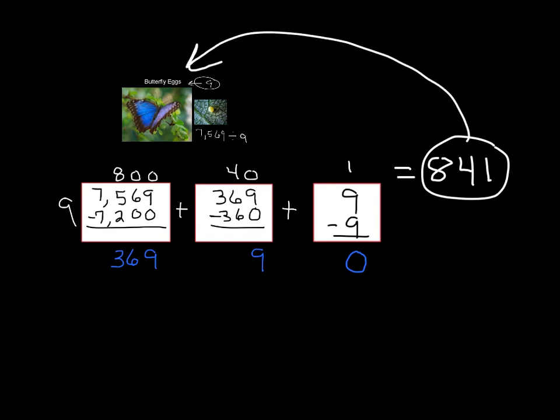Now, once again, the question was if each butterfly laid 9 eggs, right, and there are 7,569 eggs, right, then how many butterflies laid the eggs? Because each butterfly lays 9 of these little eggs. So the answer is right there, 841 butterflies laid these 7,569 eggs. So, that is fantastic.